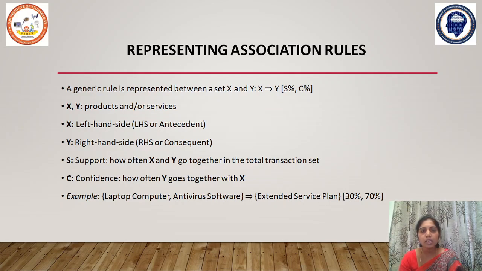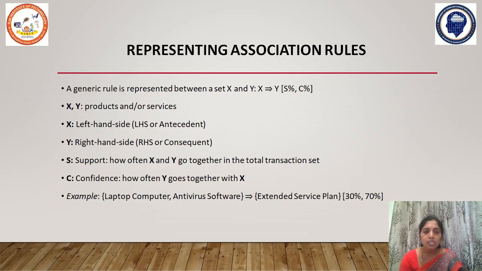S is the support: how often X and Y go together in the total transaction set. C is the confidence: how often Y goes together with X. For example, consider a laptop computer and antivirus software along with an extended service plan. This is what a customer purchases, with 30% support and 70% confidence.